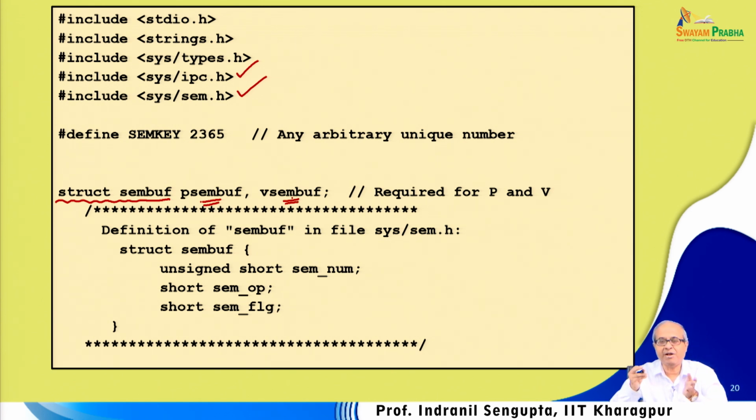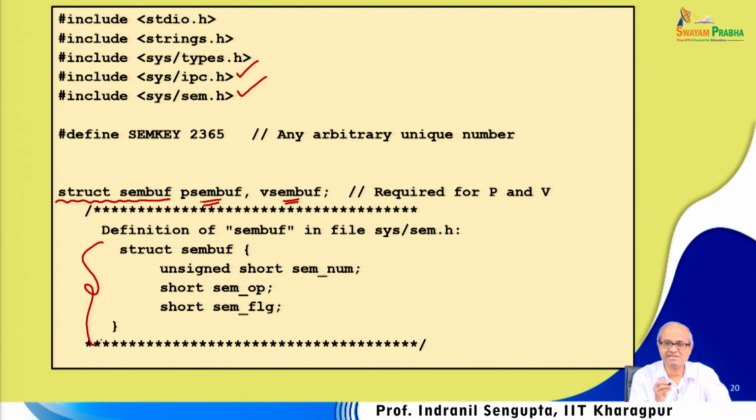See, the name implies one of them is used to perform a P operation, wait, and the other will be used to perform a V operation, which is signal. So, P means wait, V means signal. Now, within a commented block we are also showing what this struct sembuf actually looks like, what the components of that structure are.